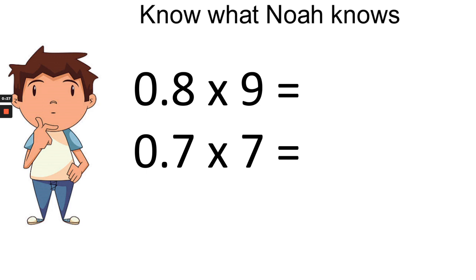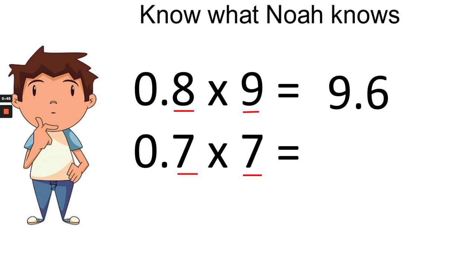Okay, let's see how we got on. I'm going to use the related fact that 8 multiplied by 9 is 96. But I need to make my answer 10 times smaller because 0.8 is 10 times smaller than the 8 I used to multiply. Let's have a look at the second one.